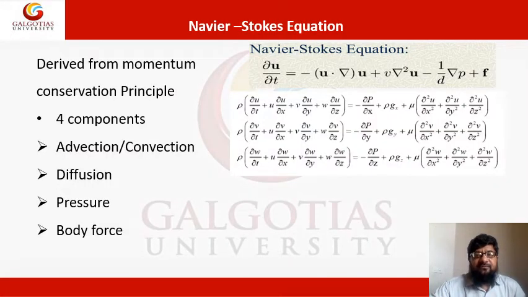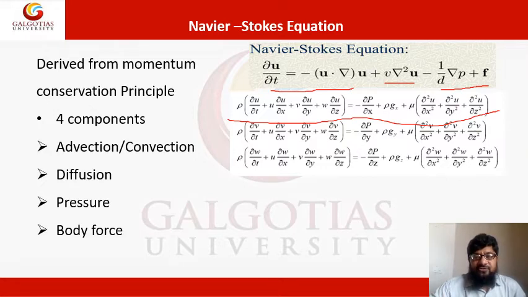So if you derive these forces, then the following equation for incompressible flow comes into the picture: del U by del T equals minus U dot del U plus nu del square U minus 1 by rho del P plus F. F is the body force. If we expand, we will get the related differential equation in each of the x and y directions. Remember, this is a partial differential equation of second order.